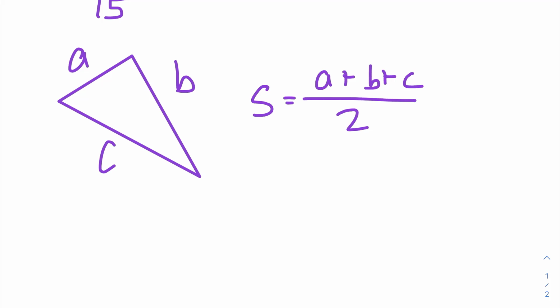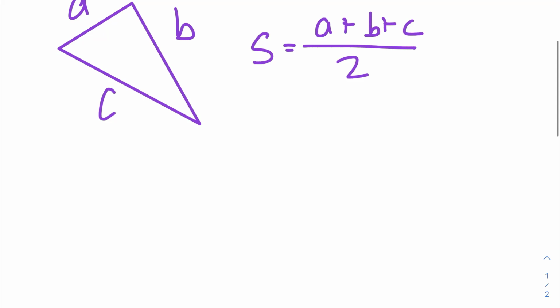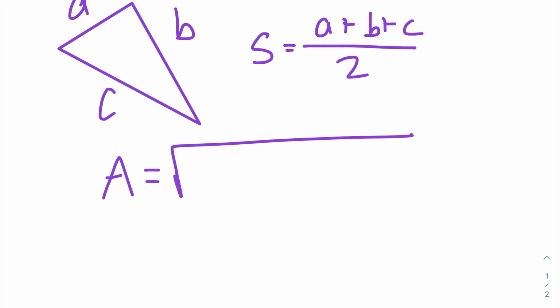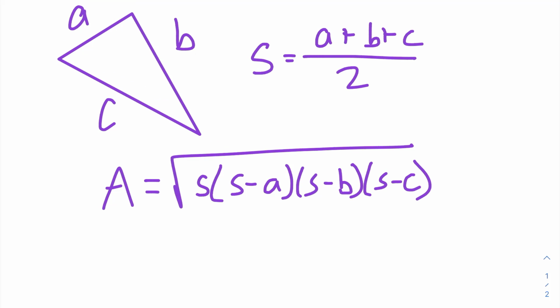So now that we know the 3 side lengths of our triangle and the semi-perimeter of our triangle, we can use Heron's formula to find the area of our triangle. The area of our triangle, according to Heron's formula, is the square root of s, the semi-perimeter, times s minus a, times s minus b, times s minus c, where a, b, and c are the 3 side lengths of our triangle, and s is the semi-perimeter of our triangle.